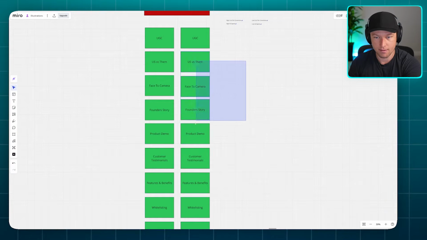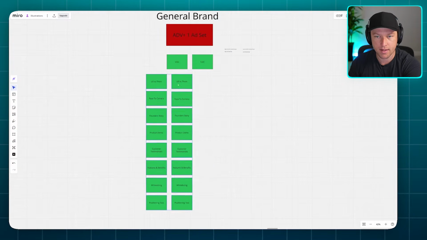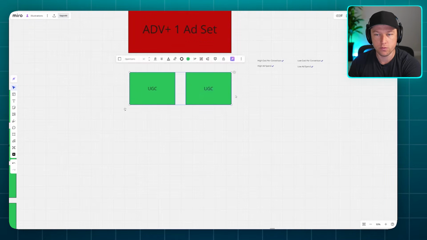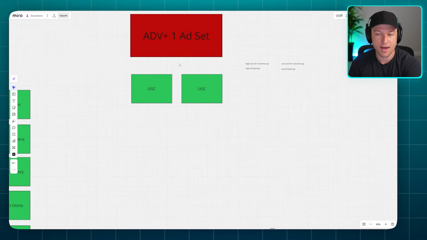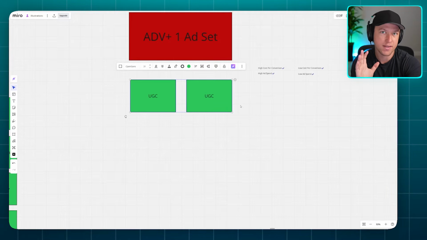Now, the next thing that we want to do, whenever we're optimizing an account or this campaign, is make sure that we only have 2, maybe 3 of each category. What I mean by that is that if we have a UGC ad, we have one other UGC ad in the same ad set. So our goal here is to test UGC against UGC. That's the goal of it.